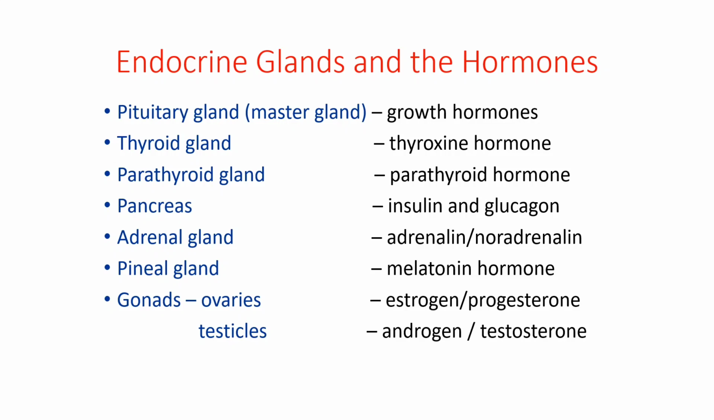Just to summarize, here are the endocrine glands and their corresponding hormones. Pituitary gland, it secretes growth hormones. The thyroid, it secretes thyroxine hormone. Parathyroid, parathyroid hormone. Pancreas, it secretes insulin and glucagon, while the adrenal gland secretes adrenaline and noradrenaline. The pineal gland secretes melatonin hormone, and the gonads such as ovaries and testicles secrete estrogen, progesterone, androgen, and testosterone hormones.